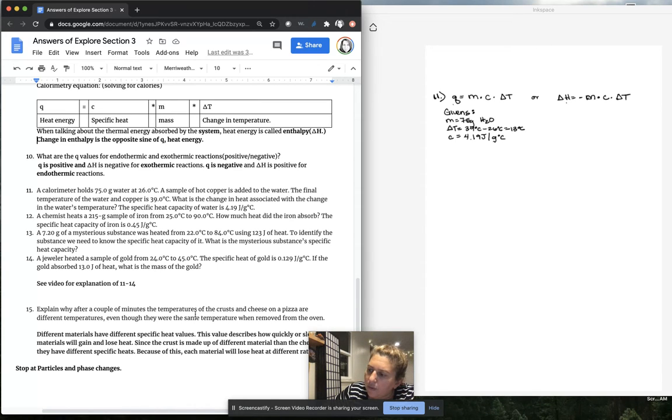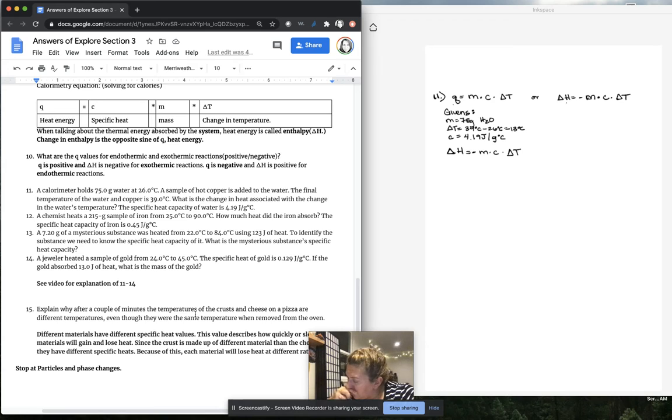So the question that we are trying to figure out here specifically is, what is the change in heat? That is delta H. Whenever you see the keyword change, you're going to use the delta H equation. So delta H is equal to negative mass times specific heat times delta T.